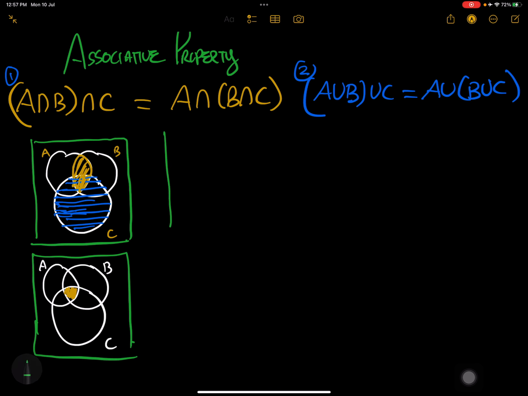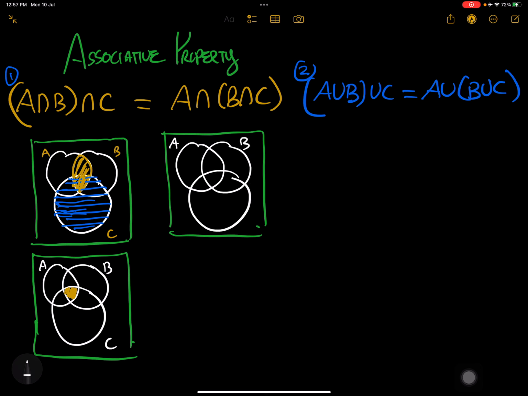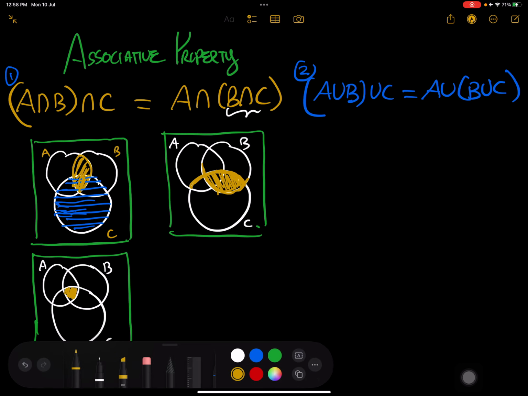Now let's do this side of it to prove it. Over here, we're also going to have three rings: A, B, and C. Now, B intersection C is this region here. It is the whole of this region, because this is the ring B and this is the ring C. This whole side is the B intersection C, but now the B intersection C is also intersecting with A.